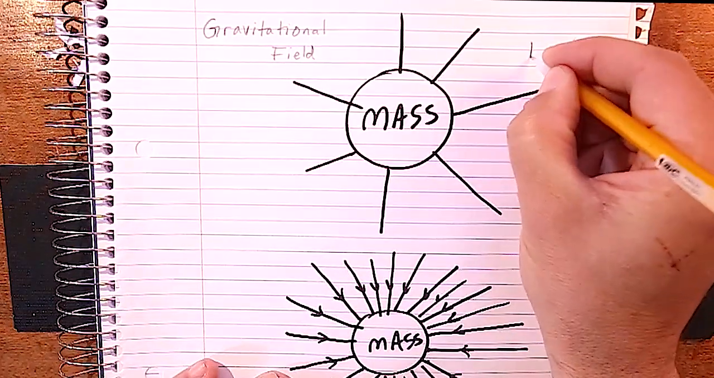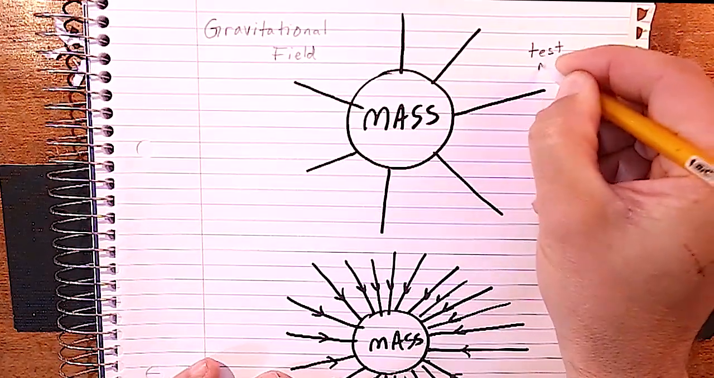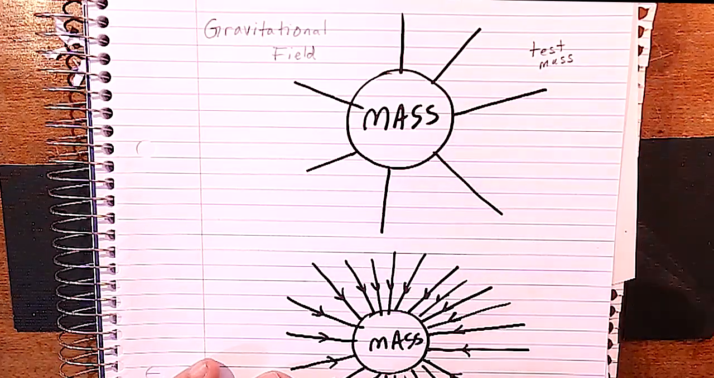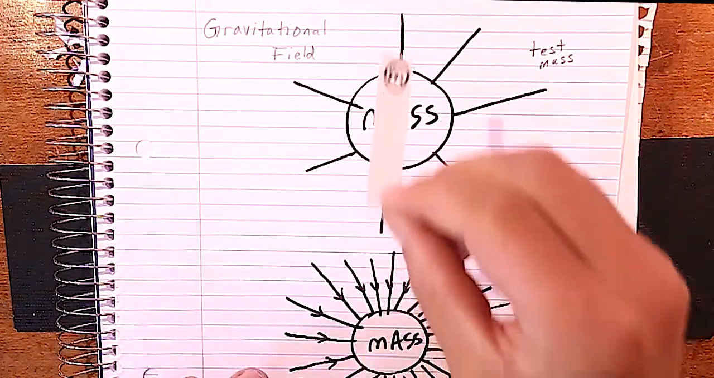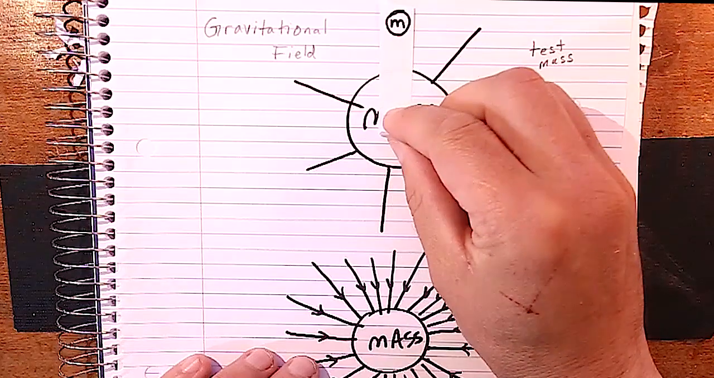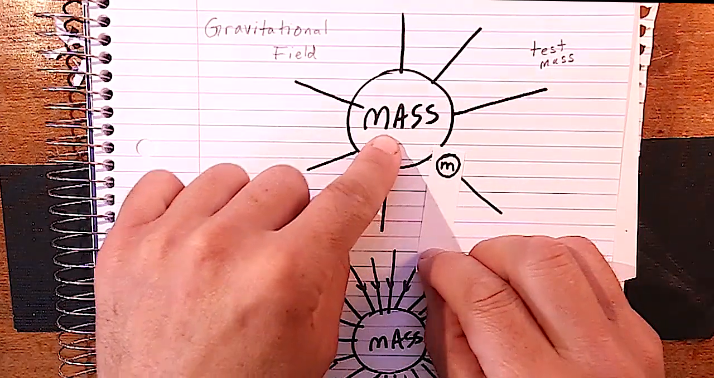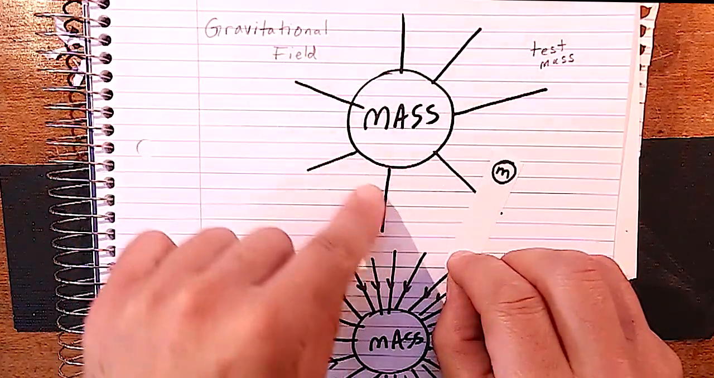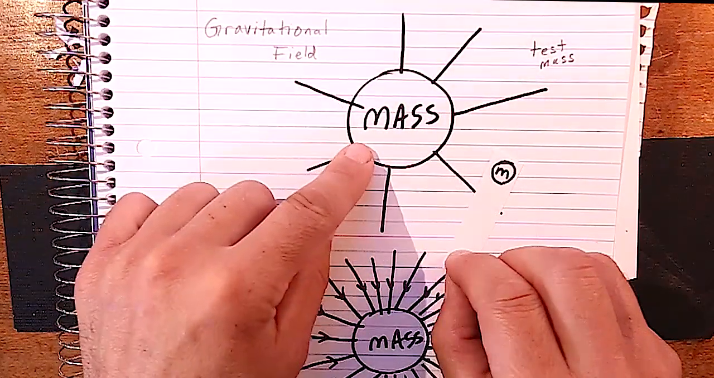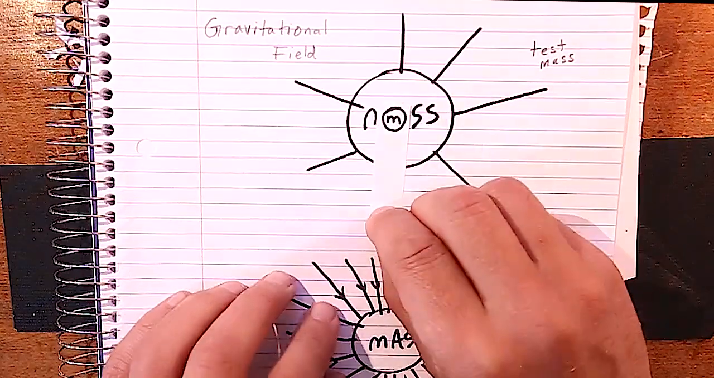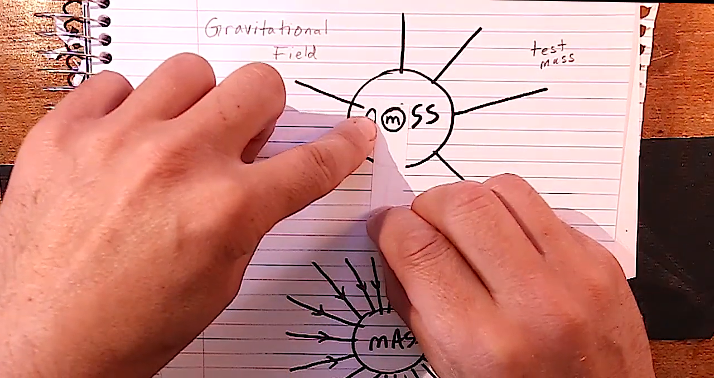So we have something called a test mass. It's neither positive nor negative. And we place this small test mass in the field. So here's a large mass. It creates a gravitational field around it, and the direction of the gravitational field is the direction of the force on this small test mass.